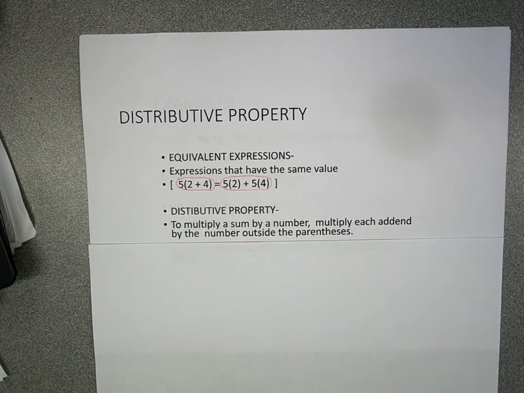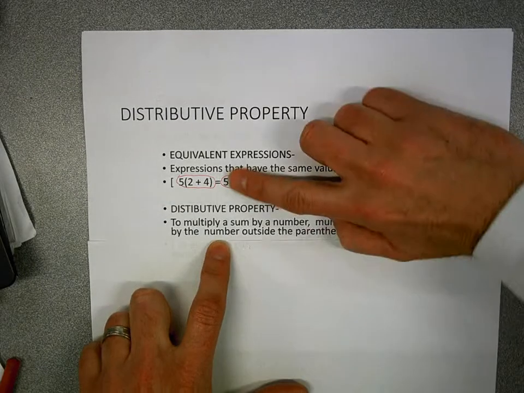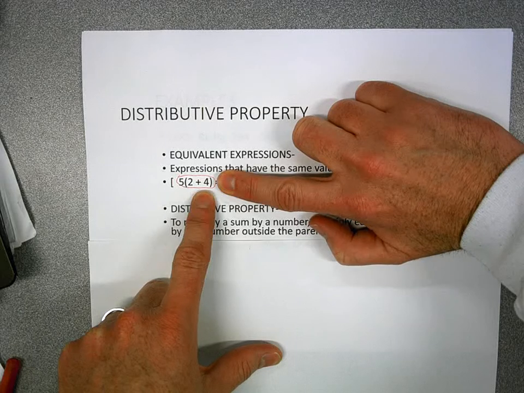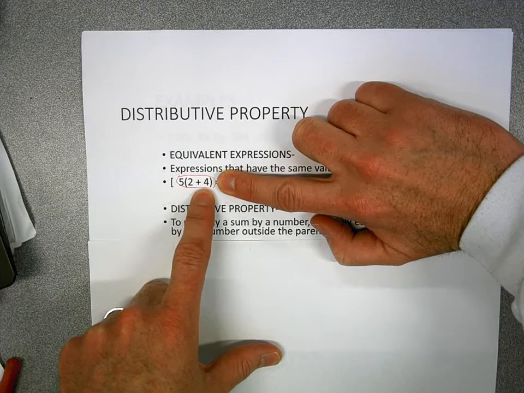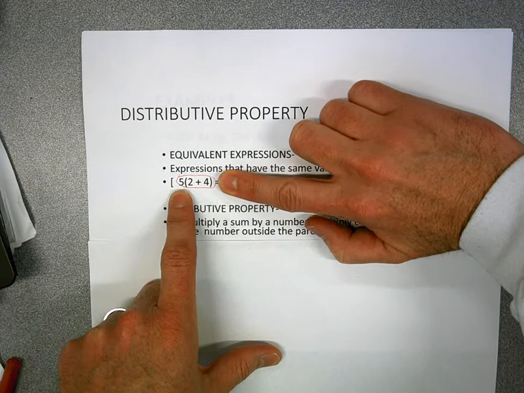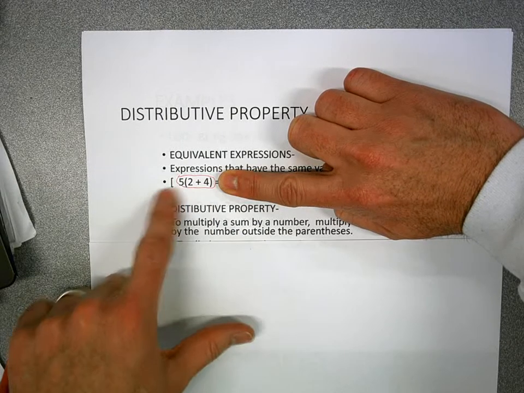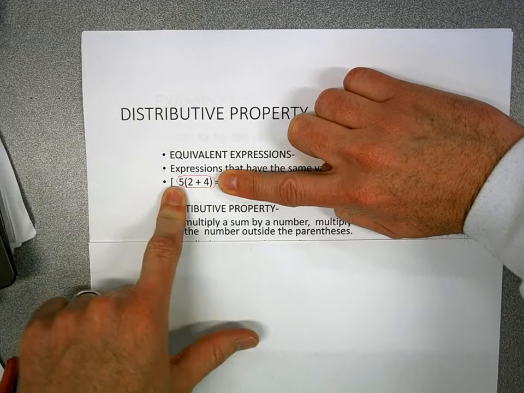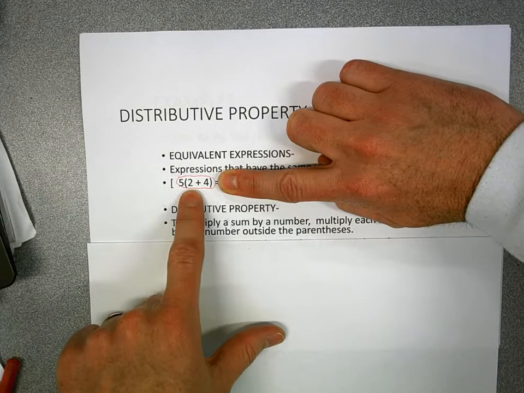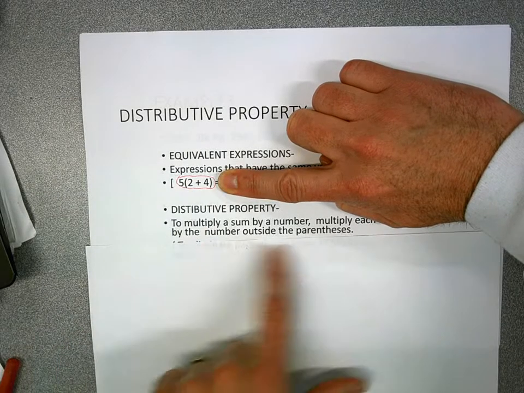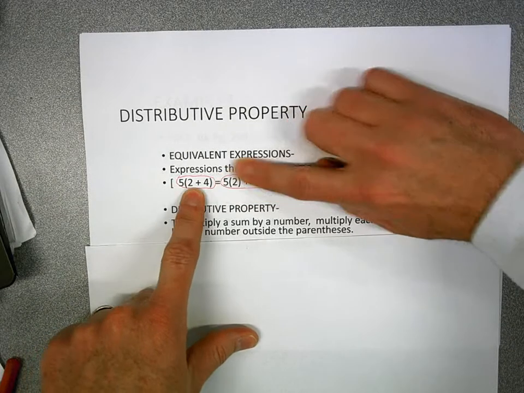Believe it or not, this is kind of an example of that. If you saw something like this, where you had two numbers that were added, when you multiply by 5 on the outside, it says to multiply a sum, that's the 2 plus 4, by a number, that's the 5. You would multiply each addend, the 2 and the 4, by the number outside the parentheses, by the 5.